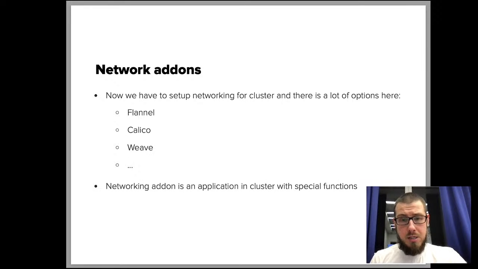And a networking add-on is an application in the cluster with special functions. Which functions? Well, actually, a networking add-on runs alongside kube-proxy on each node of the cluster and helps to manage routing, IP addresses, etc. So when I was saying that it's not only kube-proxy affecting the nodes' network, yes, the second component which affects the node's network is the network add-on, and it does something with our networking.